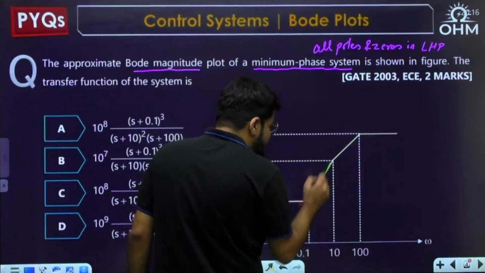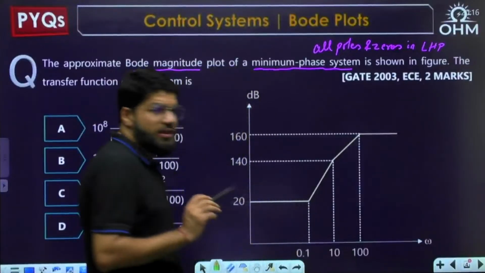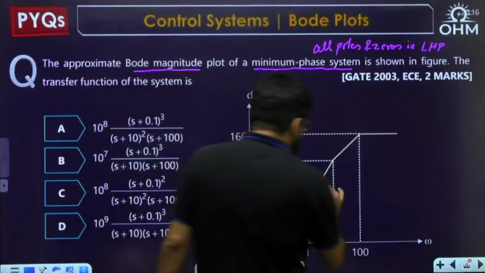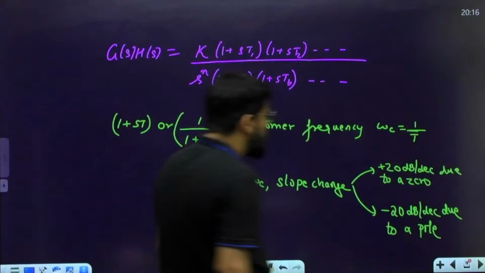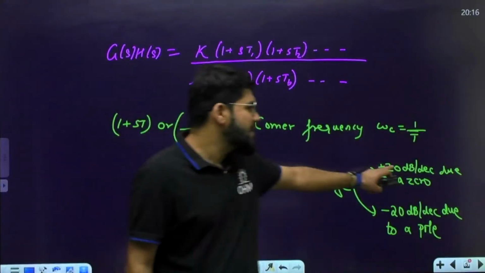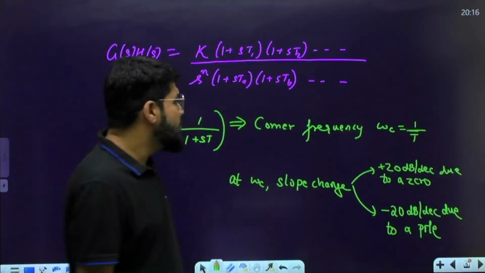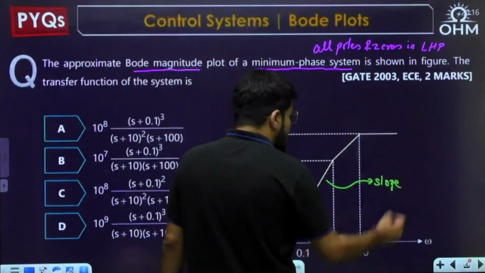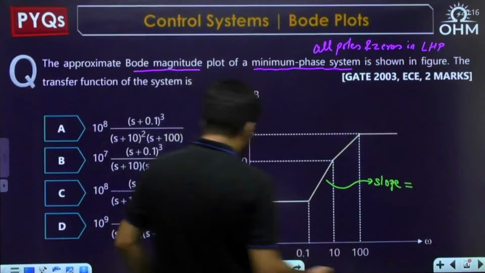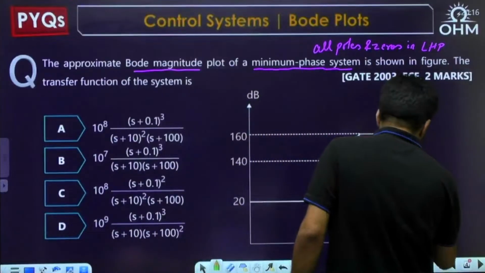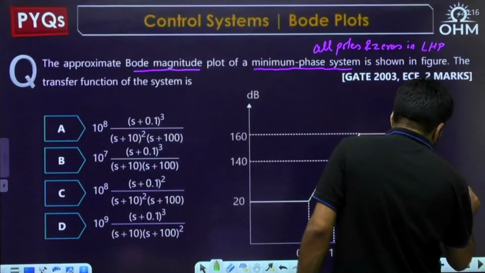It actually increases. How much is the slope of this section? Let us calculate, first of all, the slope of this section. As you know, the units of slope in Bode plots are kept as decibel per decade. So how much is the change in decibel magnitude? See, 20 to 140, so 140 minus 20 is the change in decibel.